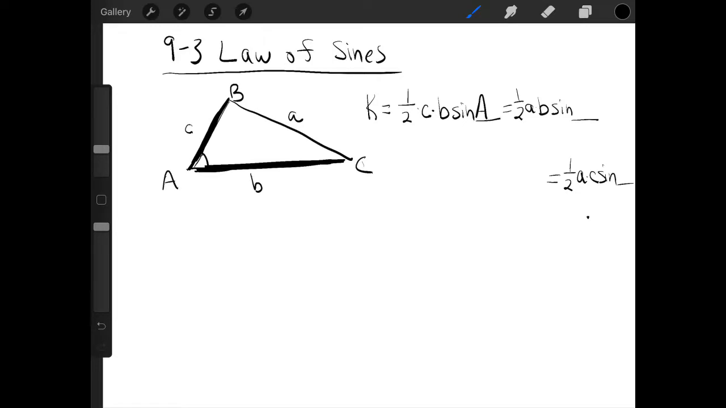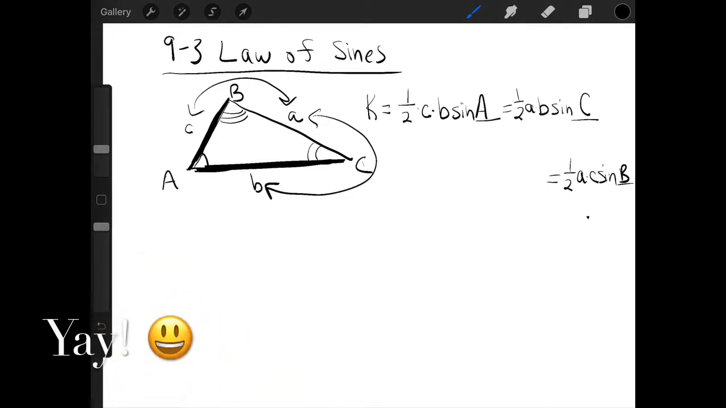We could use a times b. What is the included angle there? That would be angle C. And the last one is c and a. What is the included angle? That would be angle B.